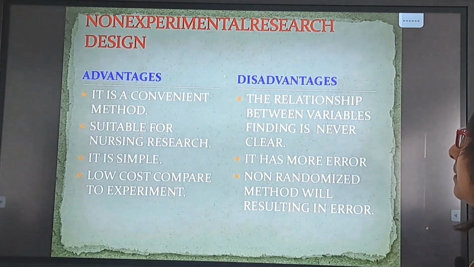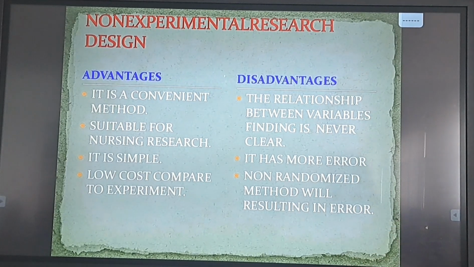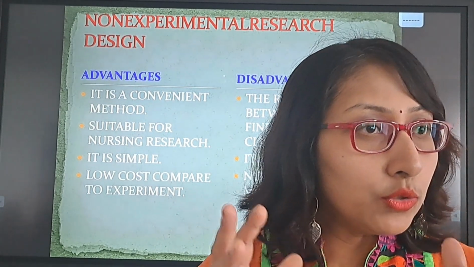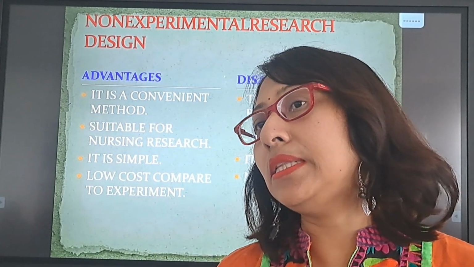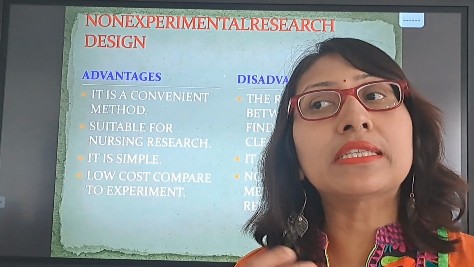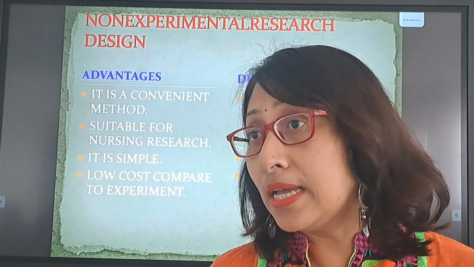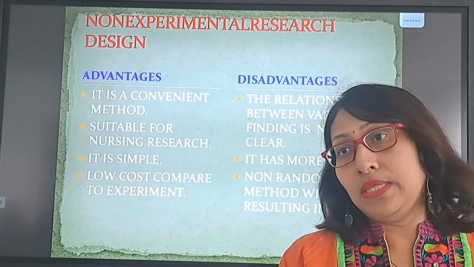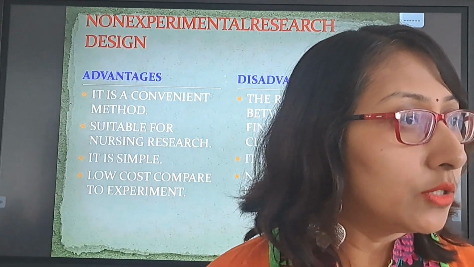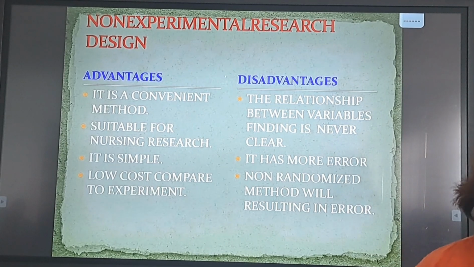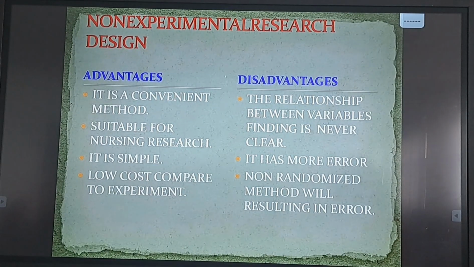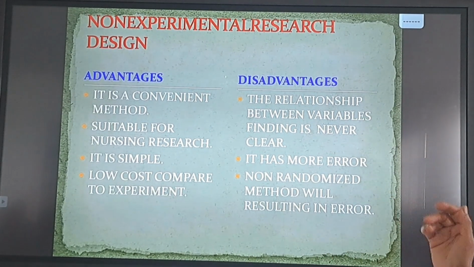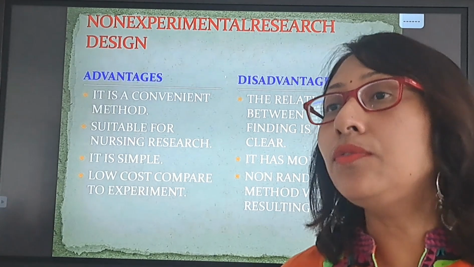And what are the disadvantages? The relationship between the variables, what you find, is not always clear. Why? Because you don't have control. When you don't have control over the extraneous variables, there may be chances for some intervening variables to impact the relationship or the phenomena which you are examining between the independent and dependent variable. So the results you are getting are not always 100% correct. Next, it has more error because of the non-randomization method; results will have some kind of error.